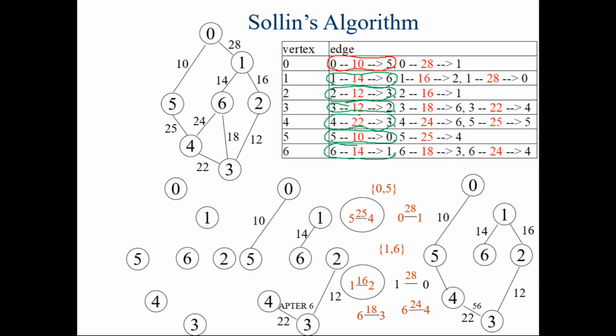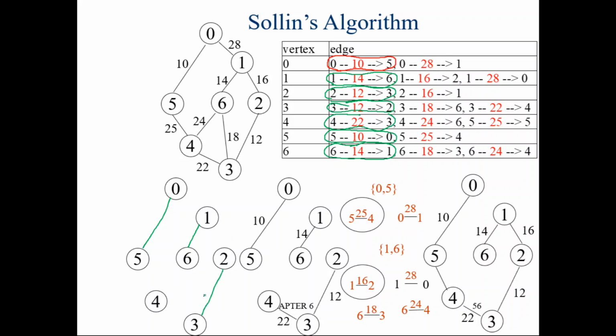So these are the edges we have identified for each vertex. Now we will add these edges to the spanning tree. For vertex 0, what did we identify? 0 to 5. So just add this edge. Next for vertex 1, what is the edge we have identified? 1 to 6. So add this edge, 1 to 6. Now for vertex 2, the edge identified is 2 to 3, so add this edge.